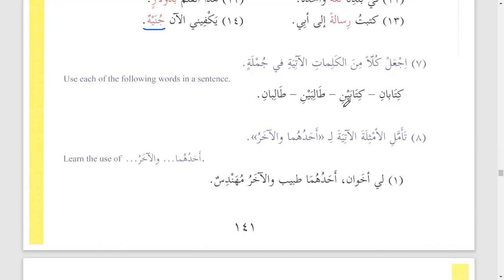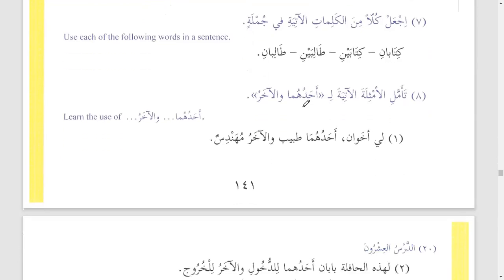طالبين. لعبت مع طالبين. I played with 2 students. لعبت. لعب يلعب. Okay. Good. طالبان. دخل طالبان في الفصل. Excellent. دخل خرج جاء. We can use all of them. دخل طالبان في الفصل. 2 students entered the classroom.